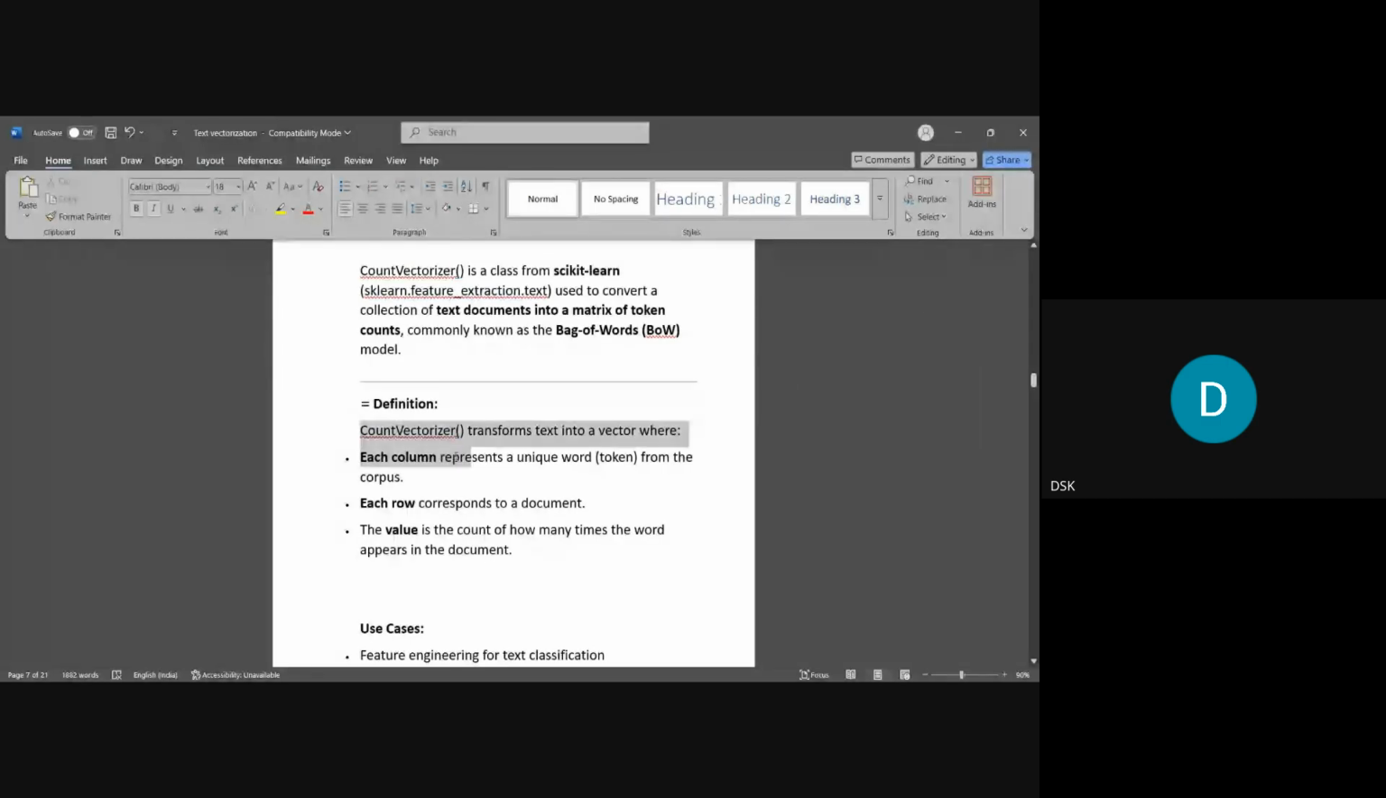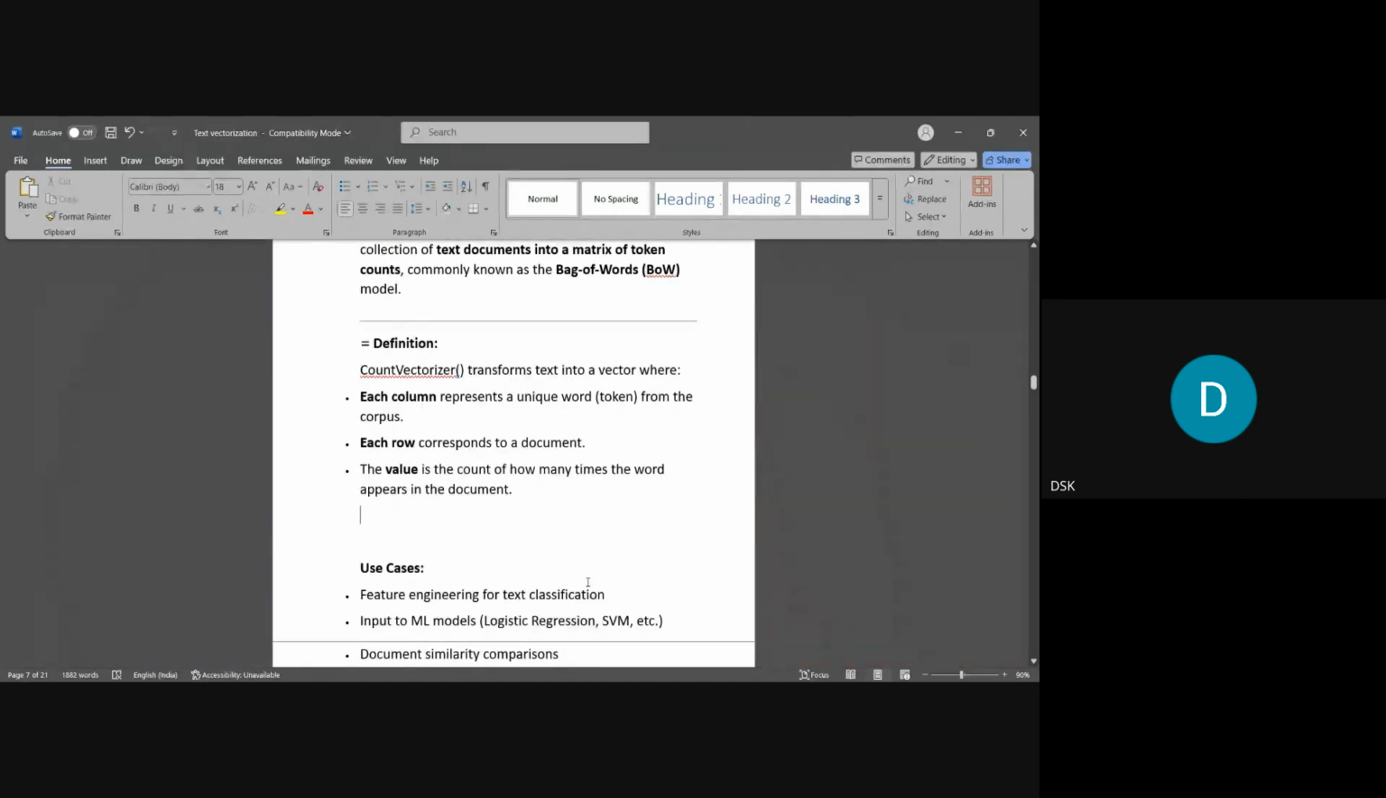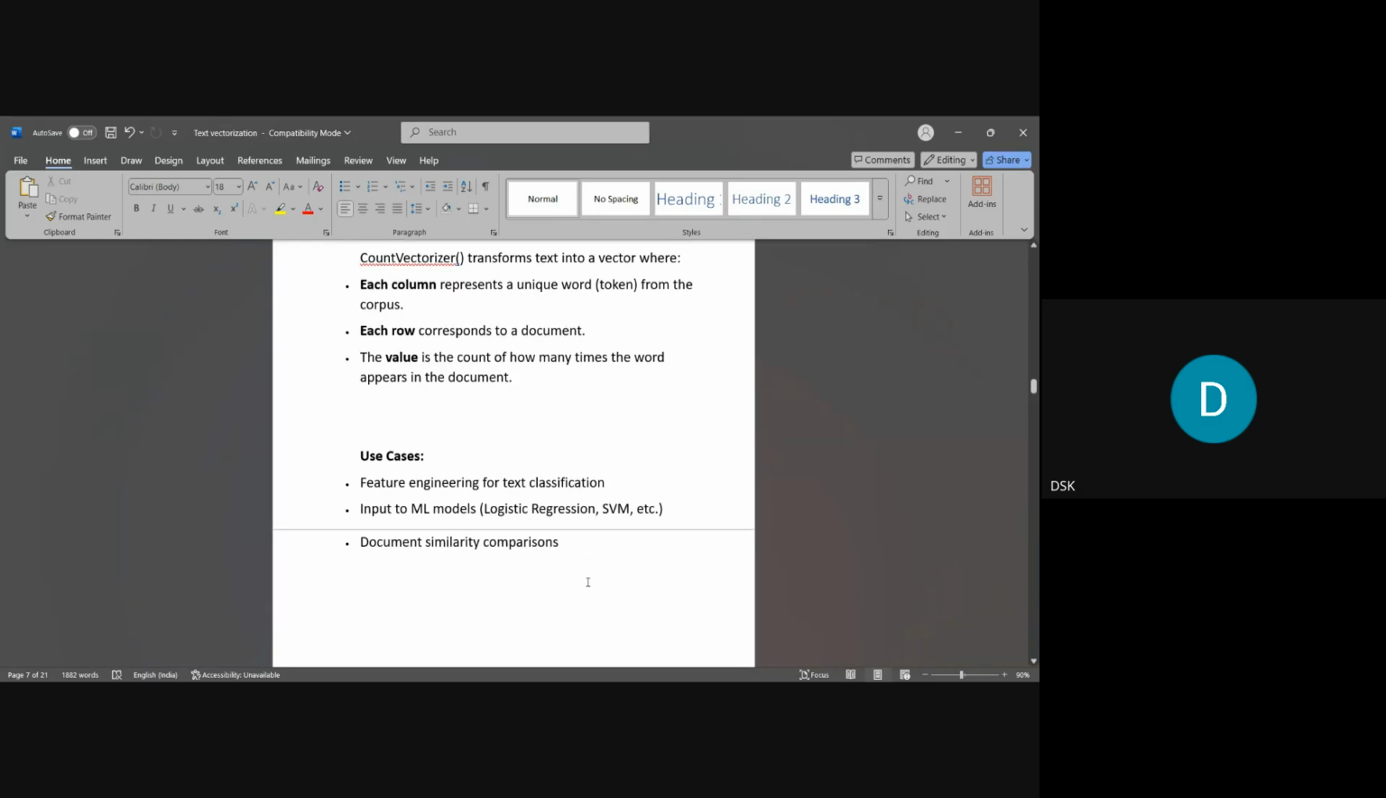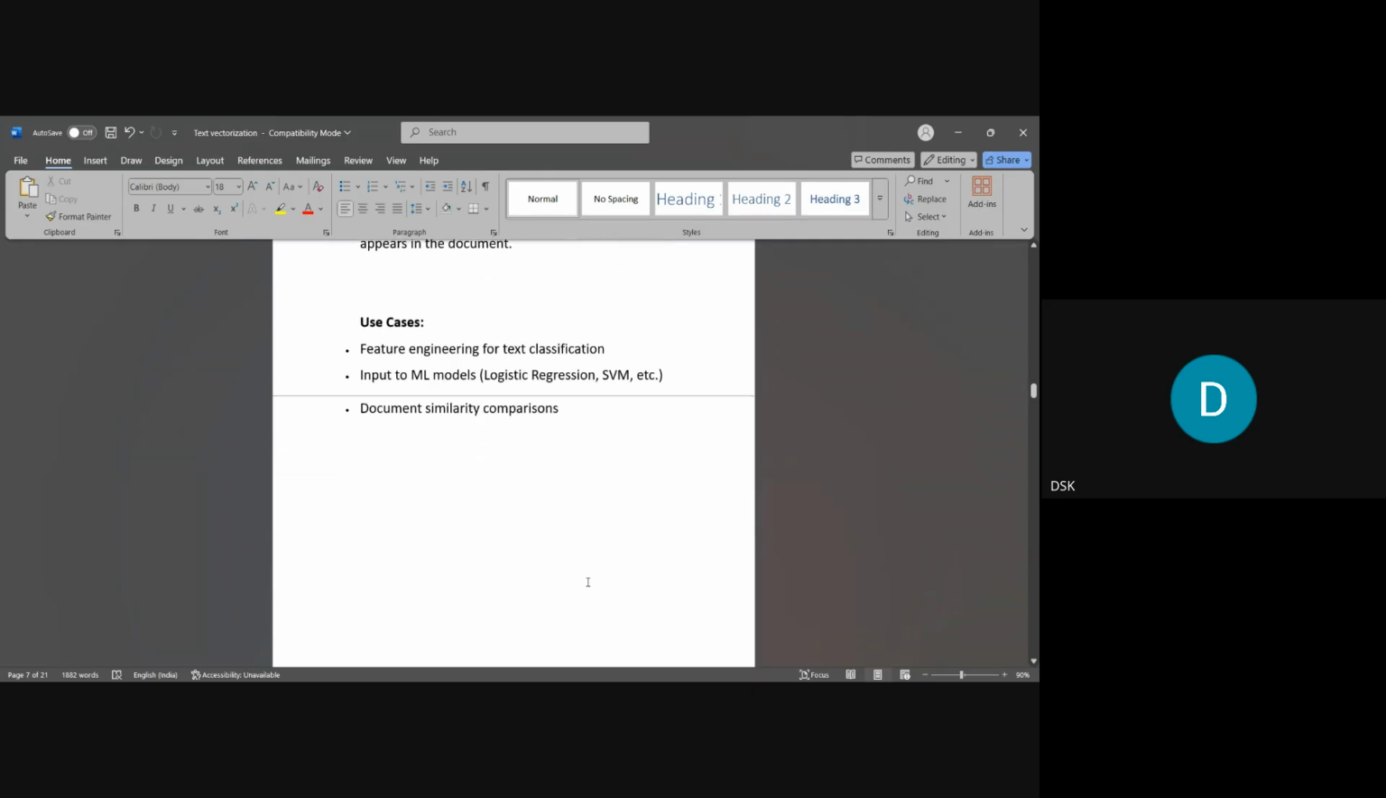The significance of CountVectorizer is that it transforms text into a vector where each column represents a unique word taken from the corpus, and each row corresponds to a document, and the value is the count of how many times the word appears in the document. The use cases would be feature engineering for text classification, input to ML models such as logistic regression, SVM, etc. Document similarity comparison is also used for this.